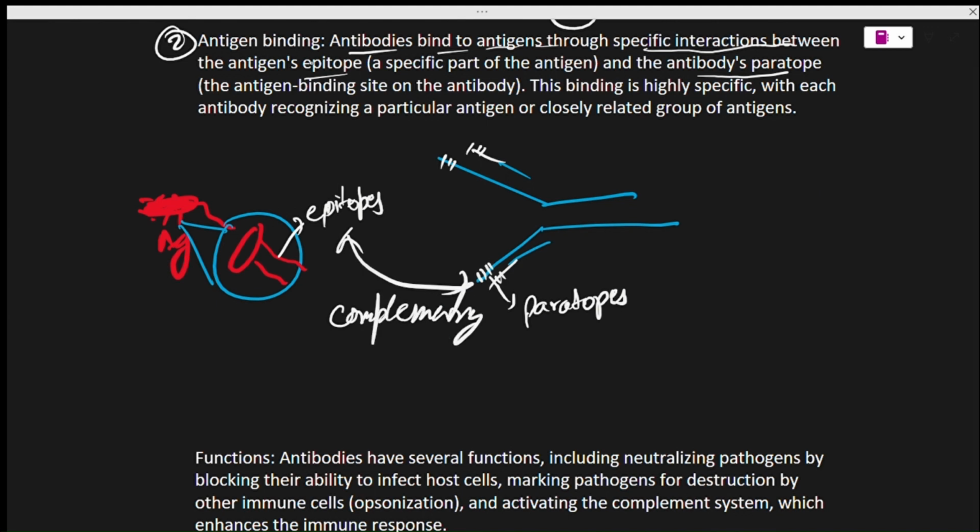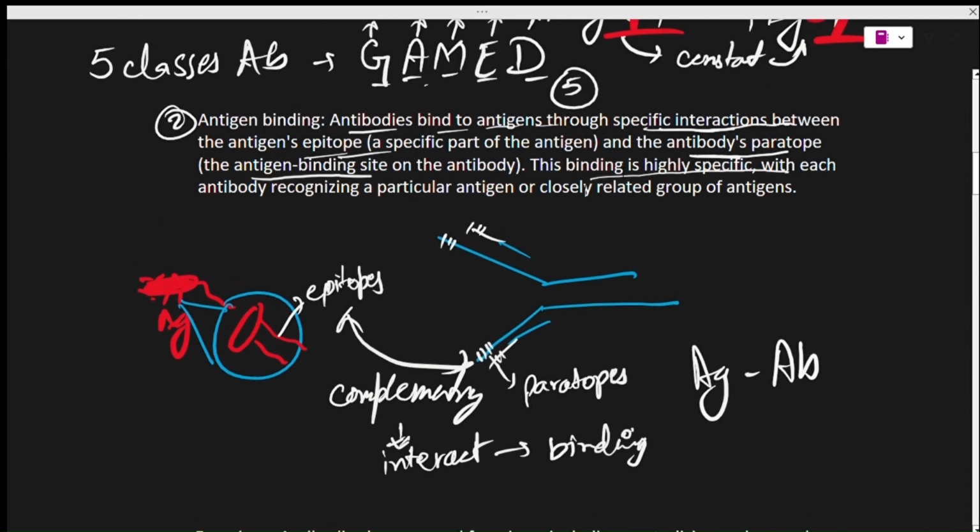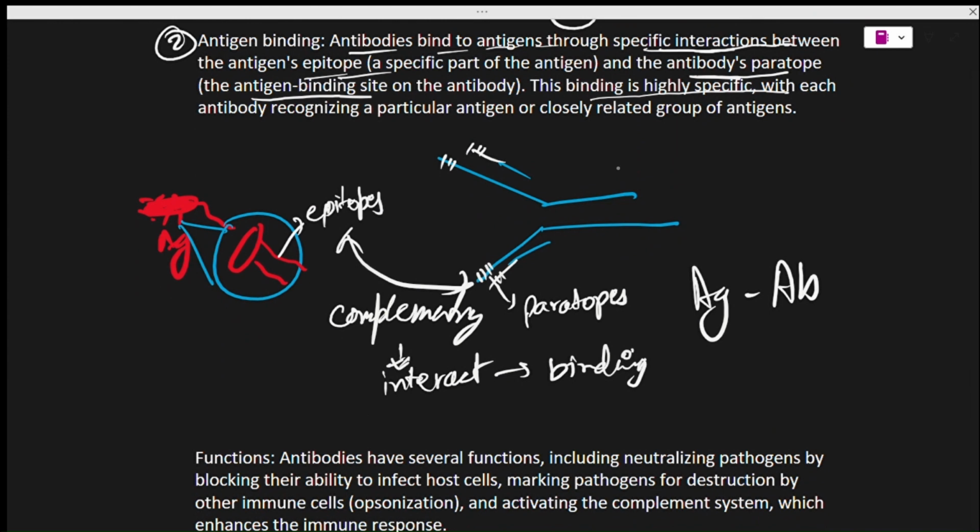Okay, since they are complementary, they interact with each other, and there occurs binding between them. As I have written here, the specific interaction between the antigen's epitope and the antibody's paratope causes antigen-antibody binding. Now this binding is highly specific, with each antibody recognizing a particular antigen or closely related group of antigens.